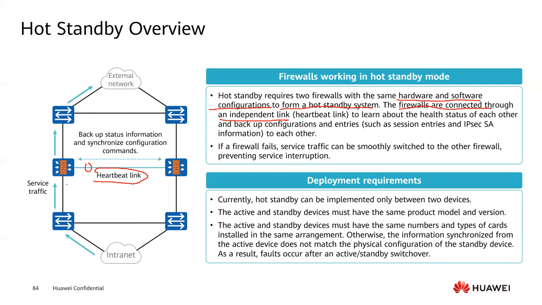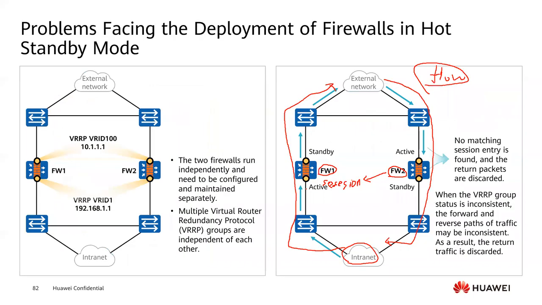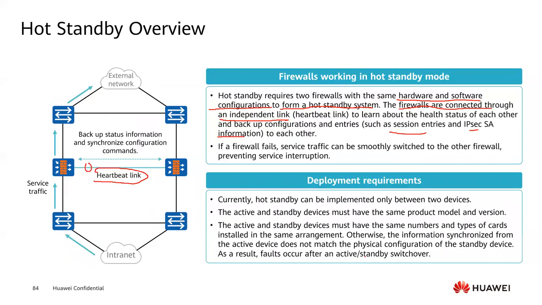Why? Just because by this link, we can synchronize session entries and IPsec entries. Why? We will find that in this topology, in this scenario, this firewall cannot forward traffic just because it doesn't have a session. If it has a session, it has the ability to forward the reply packet to the internet, right?